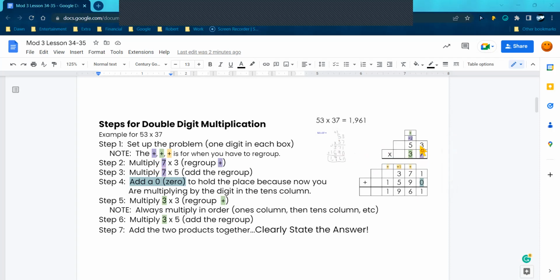We multiply 7 times 3, which is 21. We drop the 1, carry the 2. Then we do 7 times 5, which is 35, and it's actually 7 times 50, but we've already done the 3. So 7 times 5 is 35, plus 2 is 37.